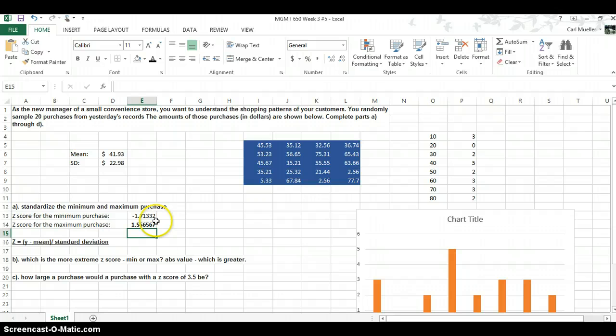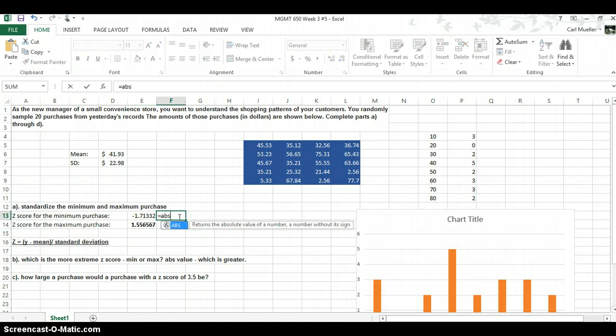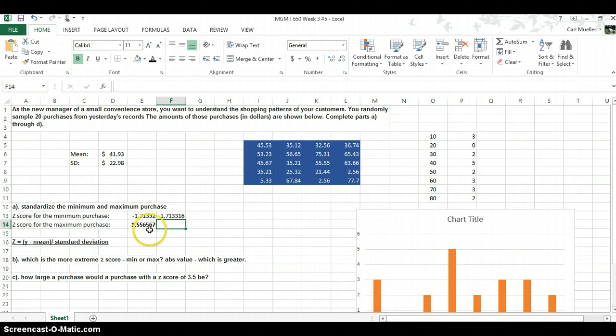Which is the more extreme z-score? What we're talking about is absolute value, ABS. When you take the absolute value, which is greater? That's really what it's asking. What is absolute value? It just means what's the number, regardless of whether it's positive or negative. The ABS function in Excel gets you that. So which one is greater? Based on absolute value, it is the z-score for the minimum purchase. So that answers that question for you.